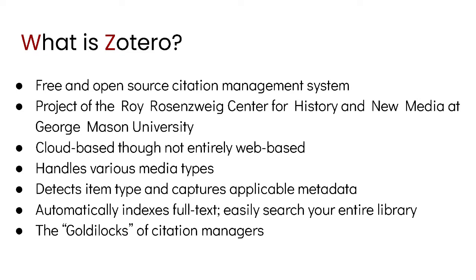Similarly, Zotero automatically indexes your full text research, so papers you're gathering, PDFs you're collecting. You can easily then search for all of those things, anything you collect in your library across all of your collections. And we like to think of Zotero as sort of the Goldilocks of citation managers. It's not too simplistic, like, simply type in a title and it spits out a citation in whatever style you designate, but it's also not overly complicated where it's unwieldy and difficult to work with. So it's kind of the just right citation manager, especially for, I would say, the undergrad level.